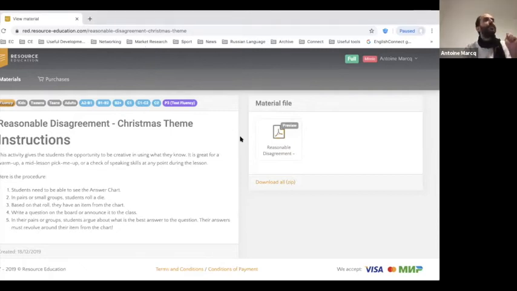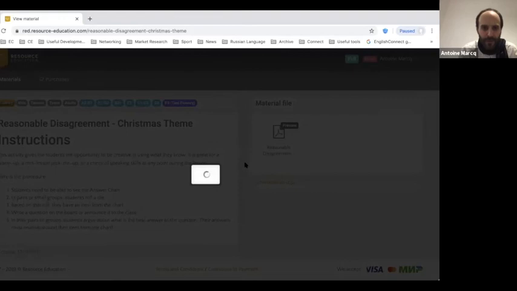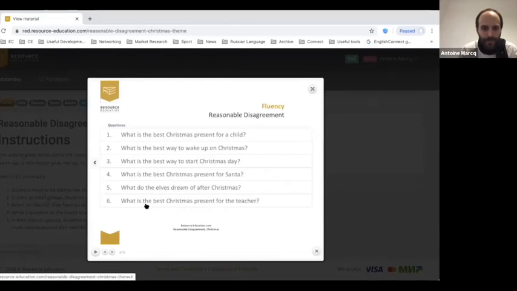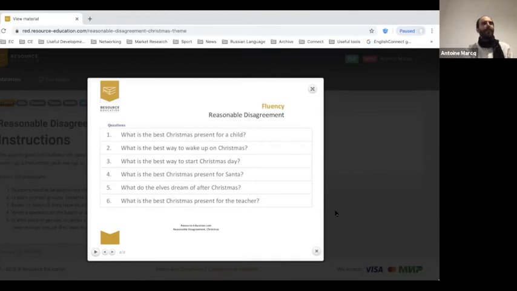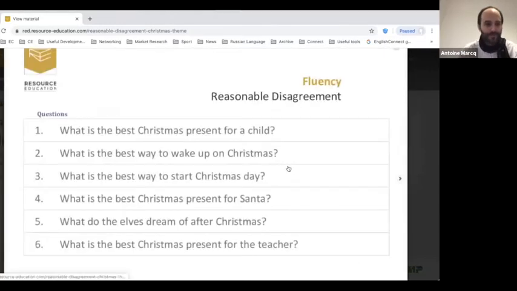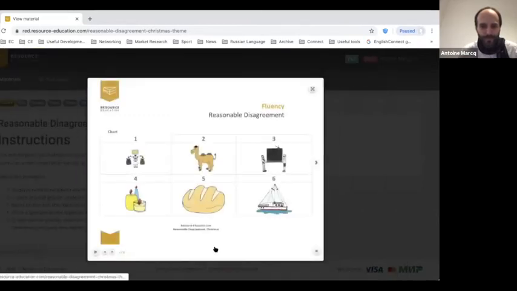As a last example, look, we didn't use the answers 4 and 6. So 6 is your answer, 4 will be my answer. Six, what is the best Christmas present for the teacher? Well, we don't know a teacher. What is the best Christmas present for Santa? Let's go with what is the best way to start Christmas Day?